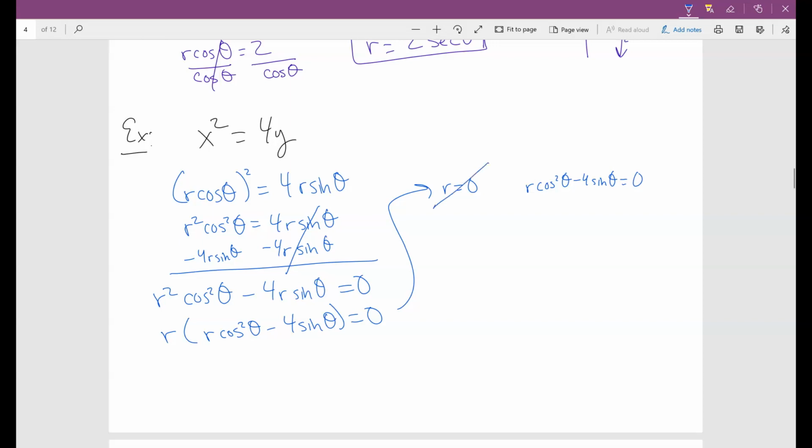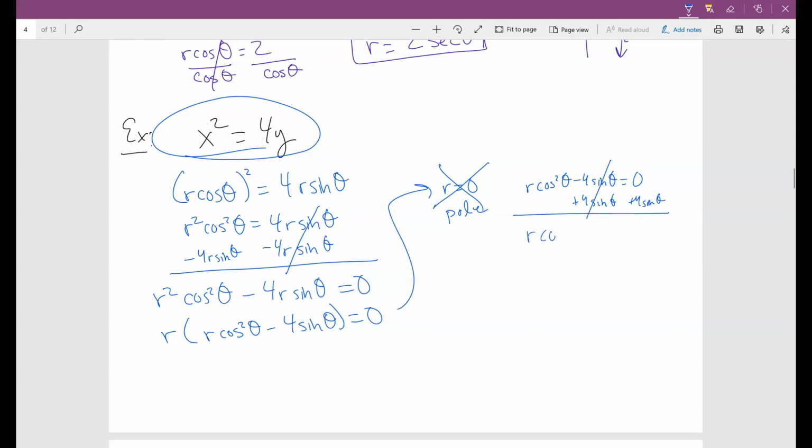Notice that this guy doesn't really give me anything. That's just a pole. And obviously this is not the origin, right? This equation clearly is not in the origin. I mean, it goes through the origin, but that's not what we want. So now this guy, we have to figure this out. So let's try to solve for r. So let's add the 4 sine theta back.